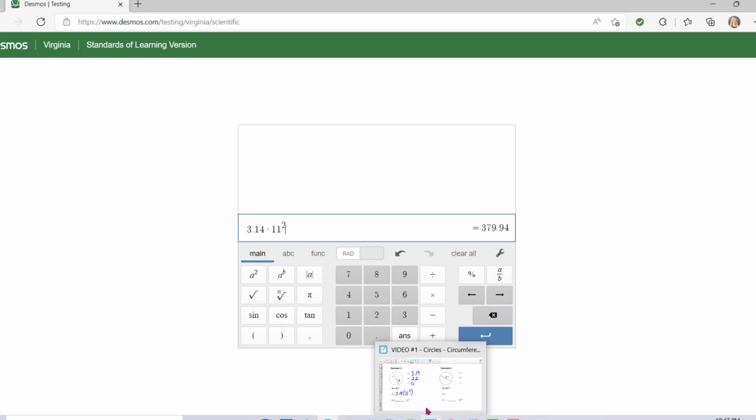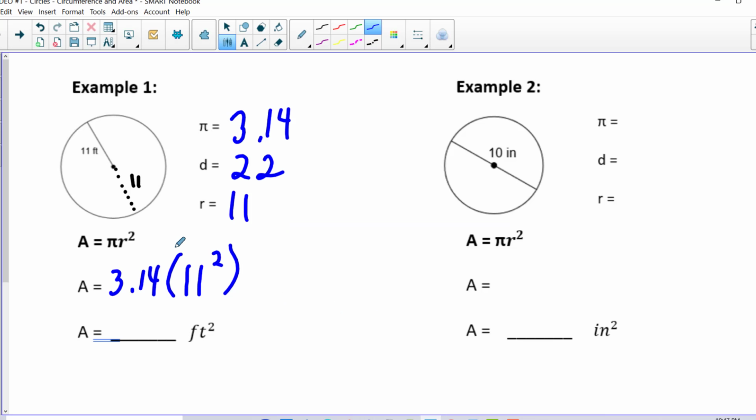So let's put that into our thing here, 379 and 94 hundredths. This one, notice that the unit is feet squared. Or you could say it as square feet, because remember, we are filling this in. The area is filled in with squares. All right, now let's try this one.